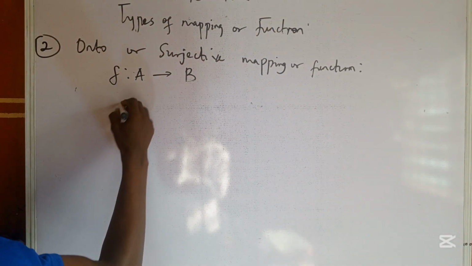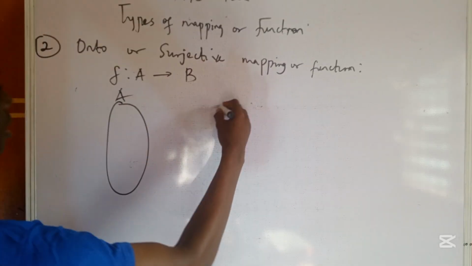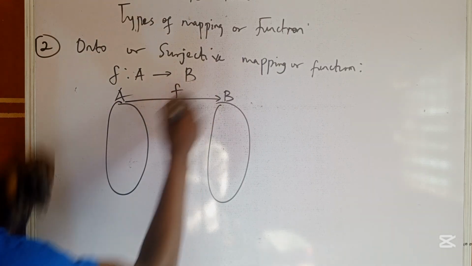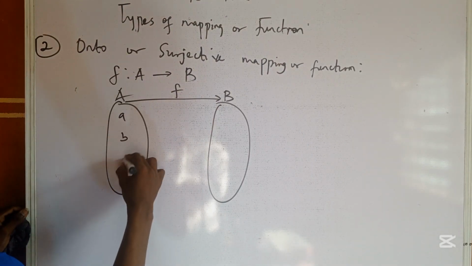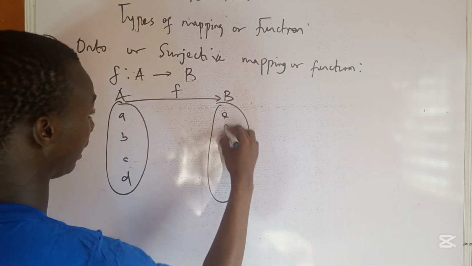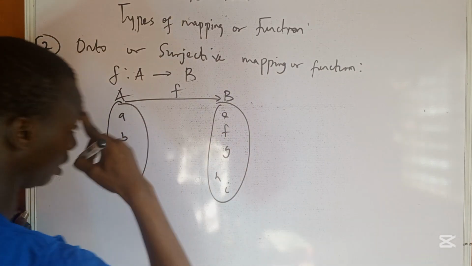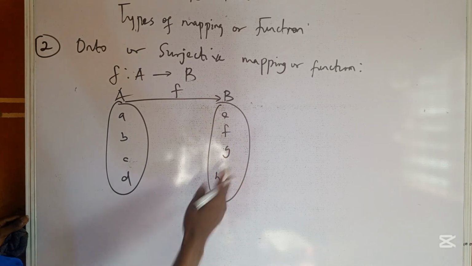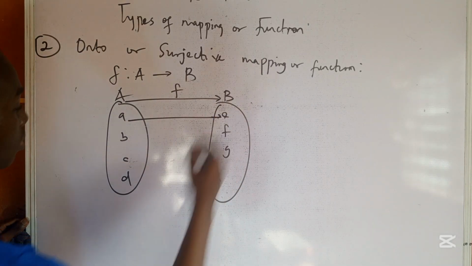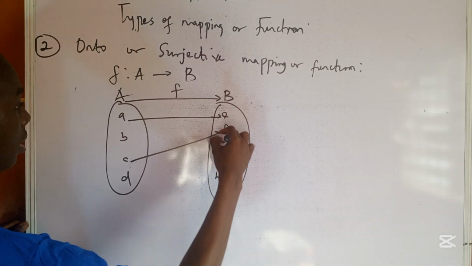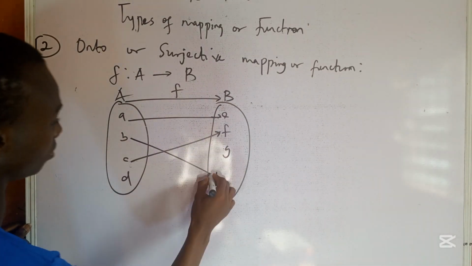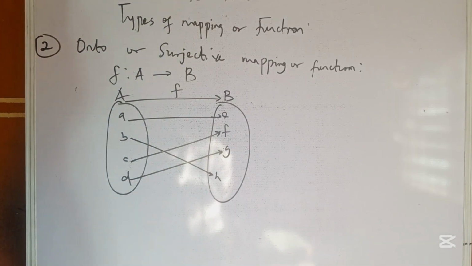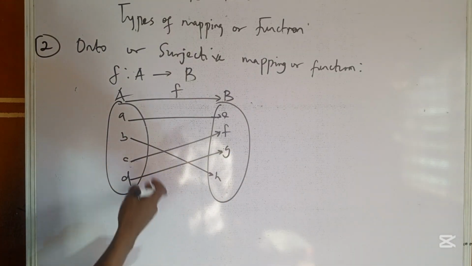Let's have a function with domain A, codomain B, a function from A to B. Let's assume that the elements of the domain are A, B, C, D, and the codomain is E, F, G, H. Now A is mapping to E. Let's assume C maps to F. Let's assume B maps to H. Then let's assume D maps to G. So now look at this. Is this function an onto function?